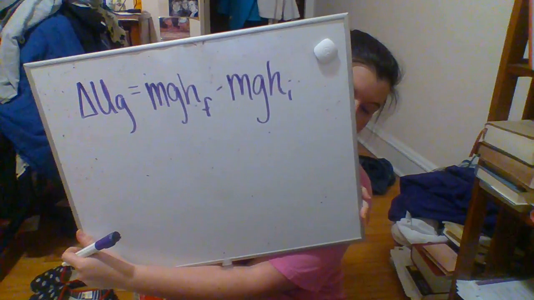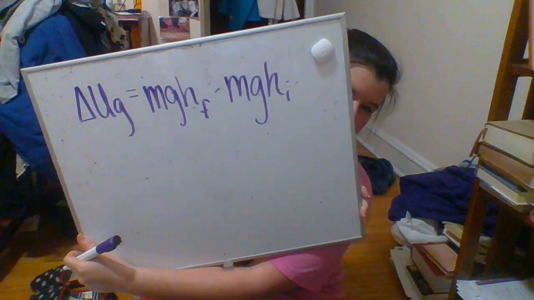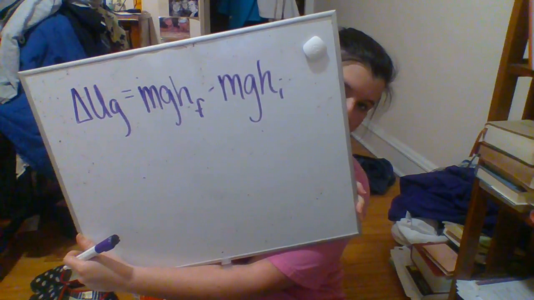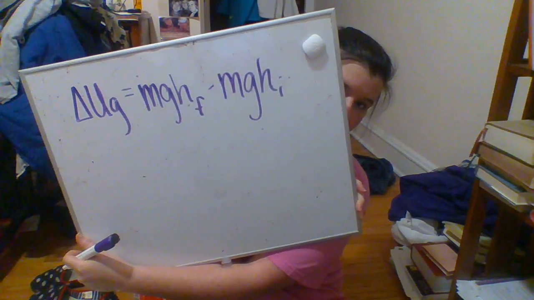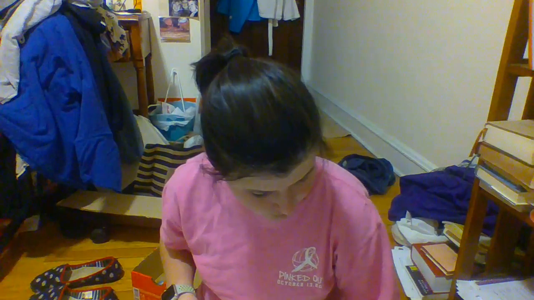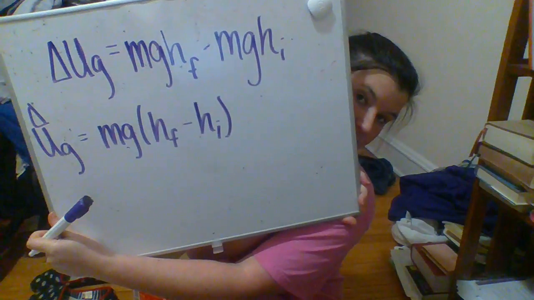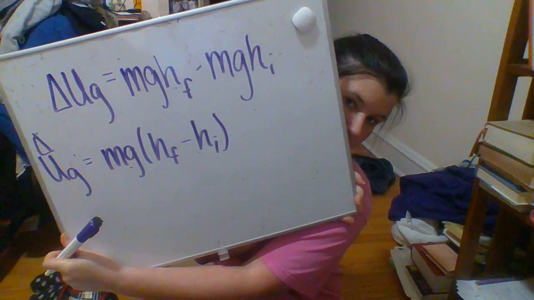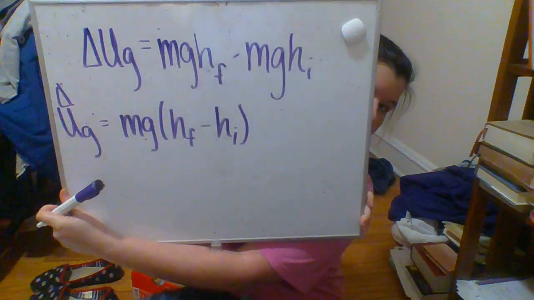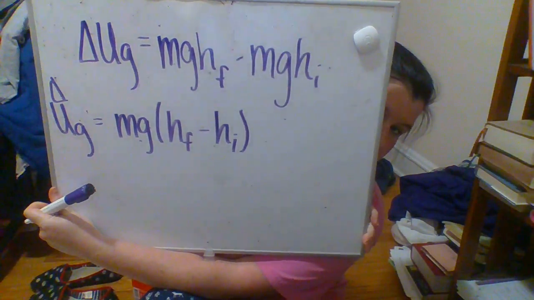And you've got to think, can't you pull out something similar there, and then put the rest in parentheses? M and G are both common in both of the formulas. So pull out an M and a G, and then you keep the H final minus H initial. And that's going to give us our change in UG. All I did was pull out the M and the G because it was common between both terms. And then you just have the final height minus the initial height.